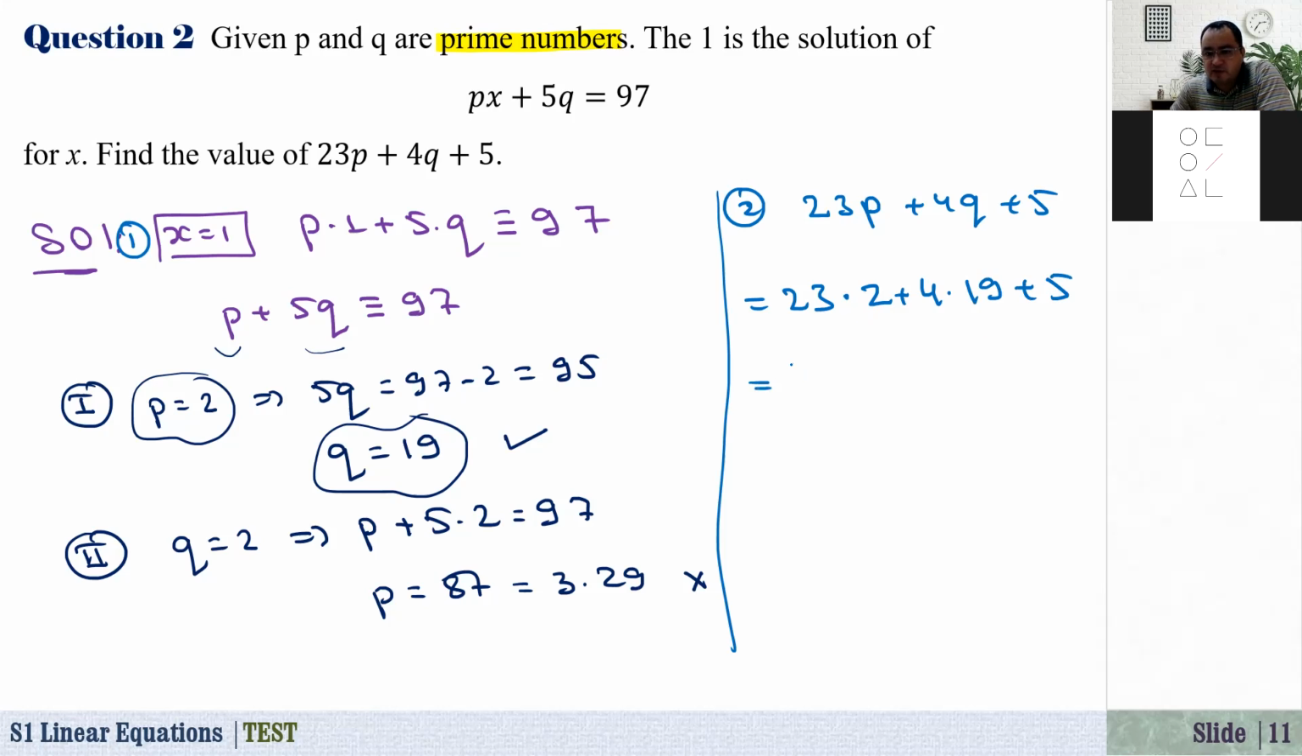And 23 times 2 is 46. 4 times 19, it is 76 plus 5. That's equal to 112, right? 110, 110, and the 12, 122. So that's equal to 127. So the value of that expression is equal to 127.